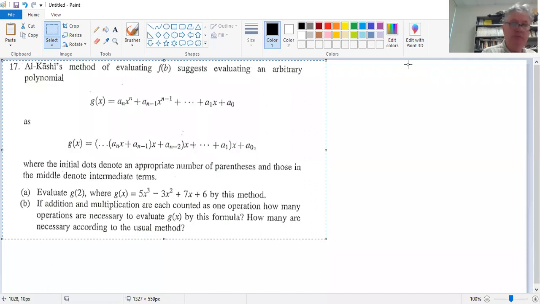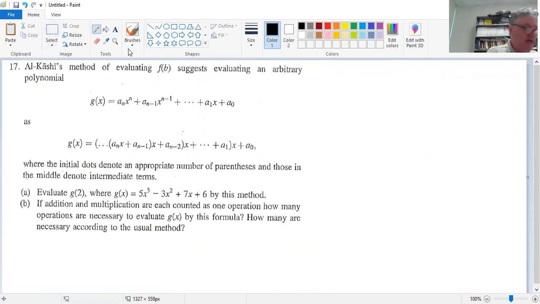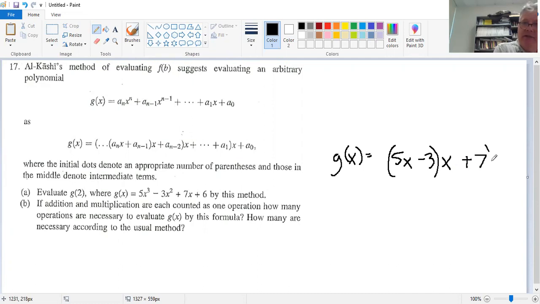Okay, here's the next of the book problems. Okay, so let's evaluate that method for that polynomial. So that means then that g of x is going to equal, well, we do 5 times x first, and we subtract 3, and we multiply it by x, and then we add 7, and then we multiply that by x, and then we add 6.